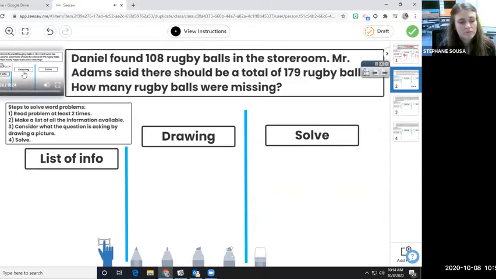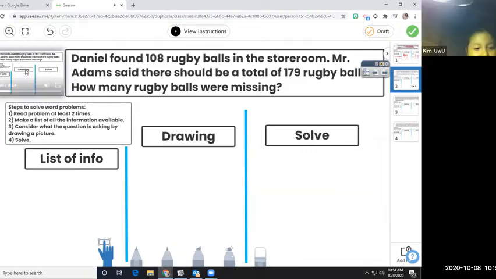Daniel found 108 rugby balls in the storeroom. Mr. Adams said there should be a total of 179 rugby balls. How many rugby balls were missing?